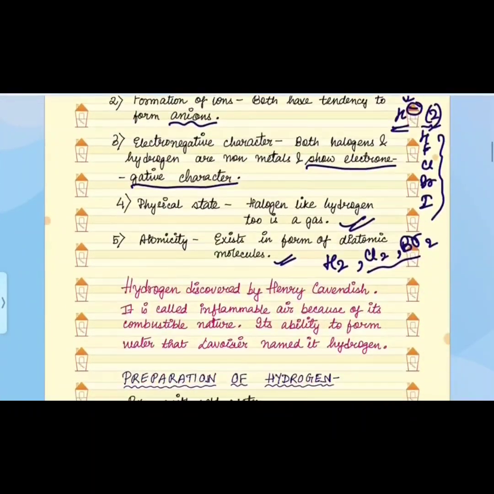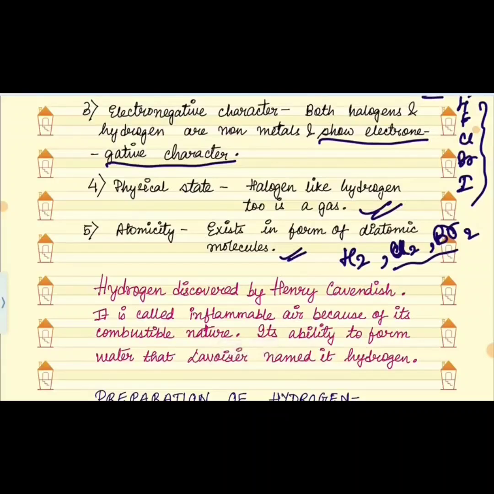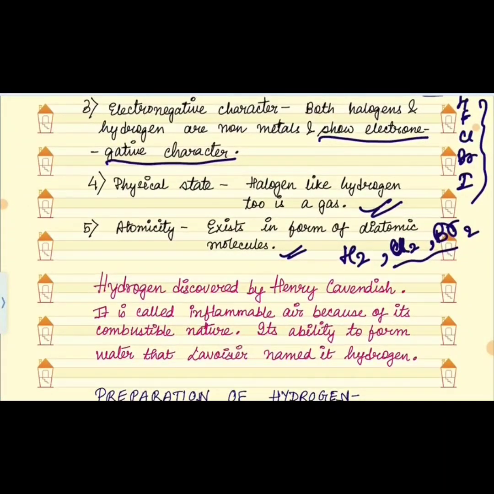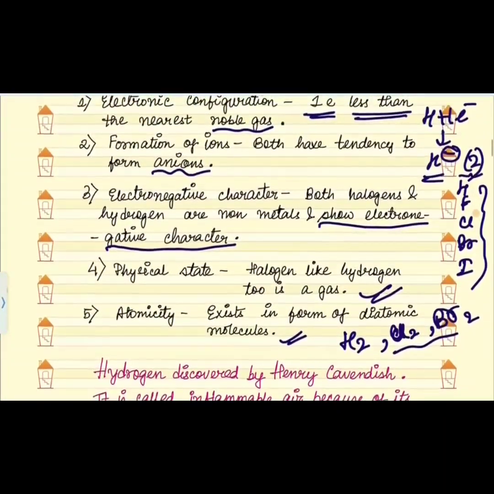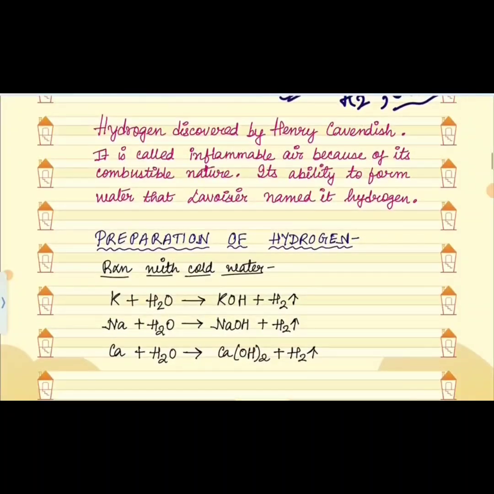Now, is it so that all the properties are the same? No. There are some dissimilarities as well. But because of this similarity only, it is placed along with the halogens and the alkali metals in the periodic table.